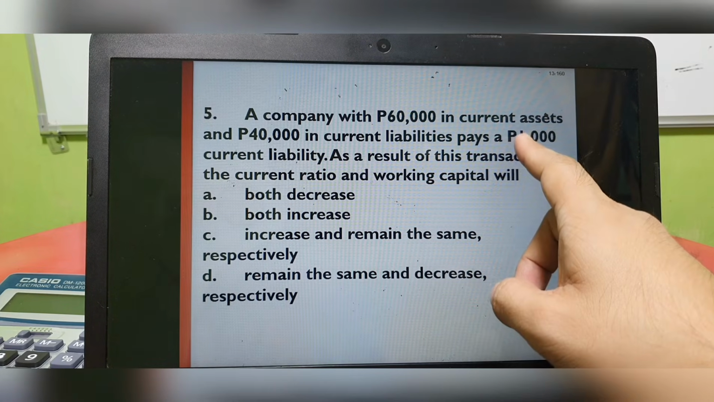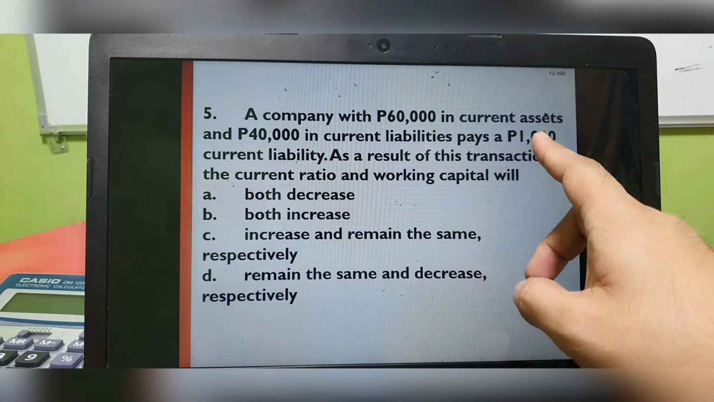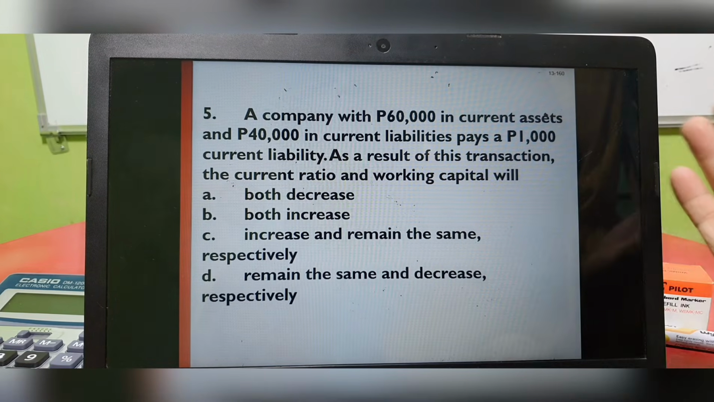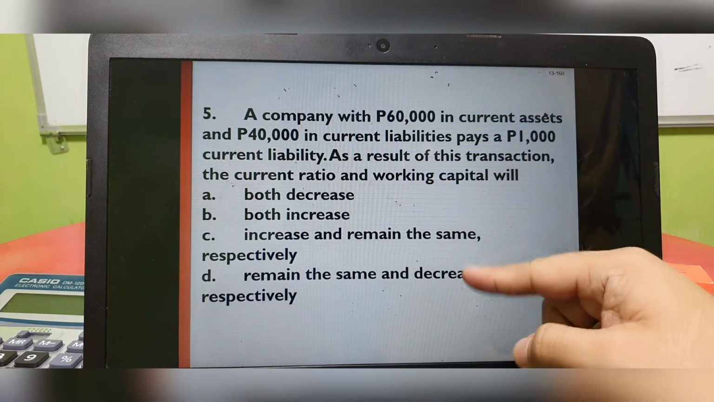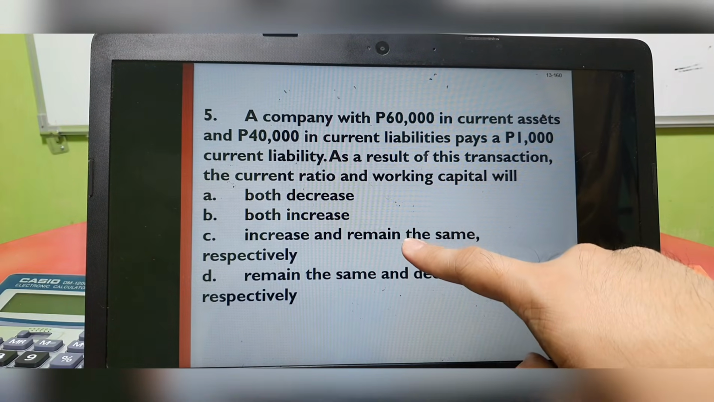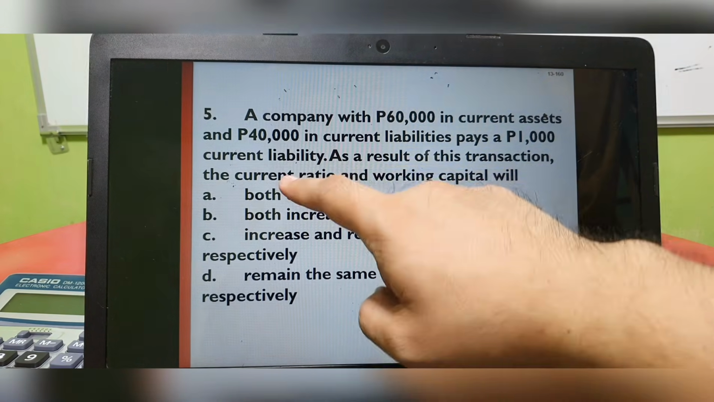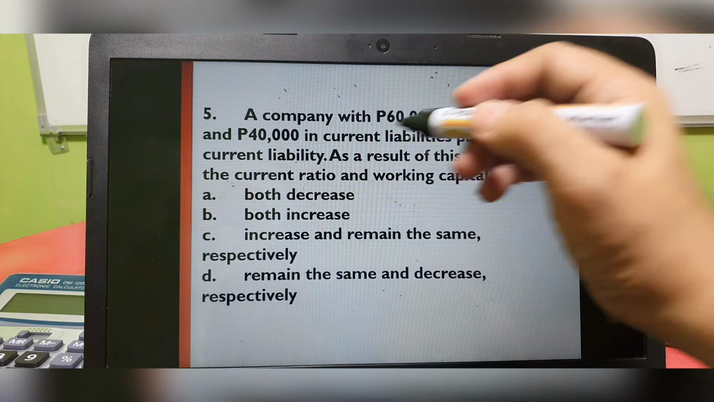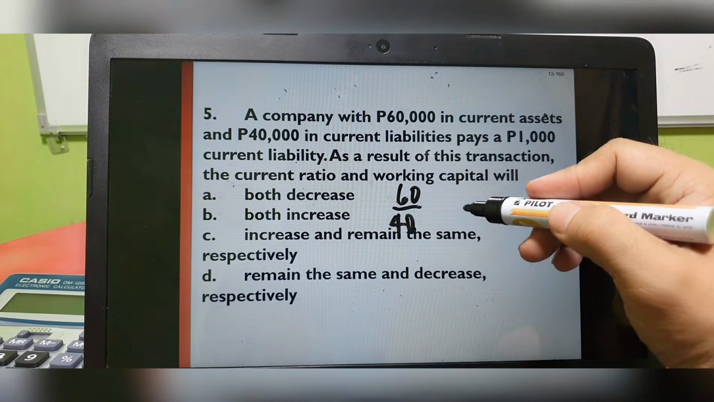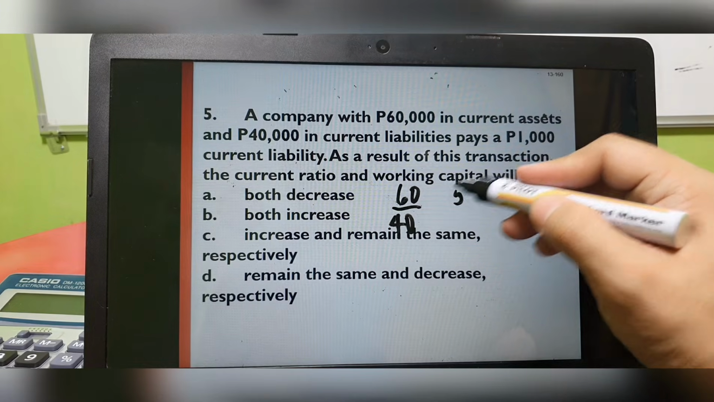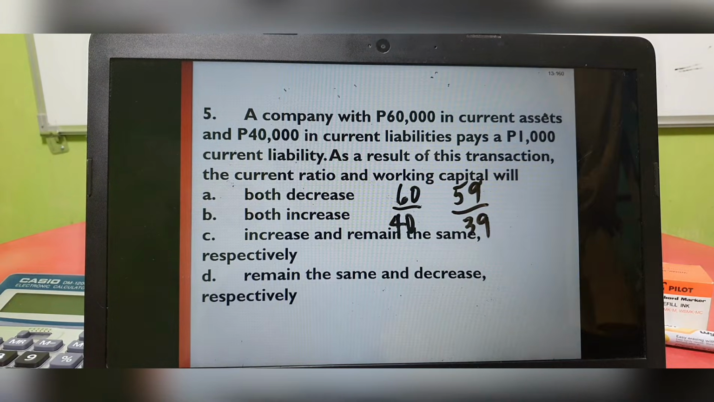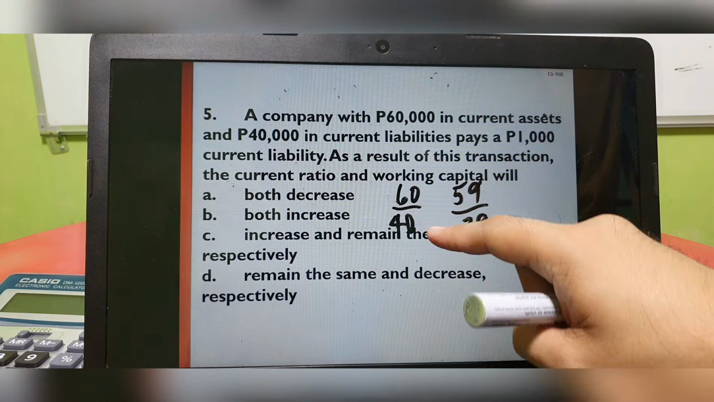mangyayari. Bawas sa cash, bawas sa accounts payable. Therefore, working capital remain the same. Okay? Pero what will happen to the current ratio? Pero kaya lang, dito pa lang may sagot na tayo. Letter C. Pero what will happen to the current ratio? Just to show, 60 over 40, pag nagbayad ng 1,000, magiging 59 over 39. Kaya ang difference nito, 20.